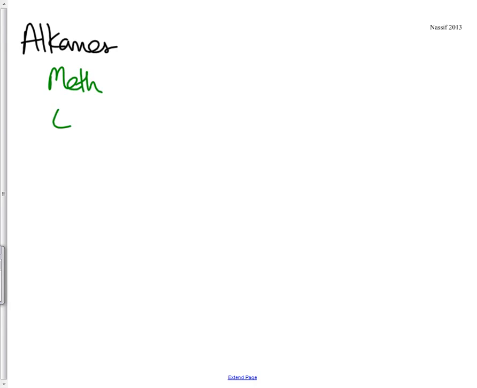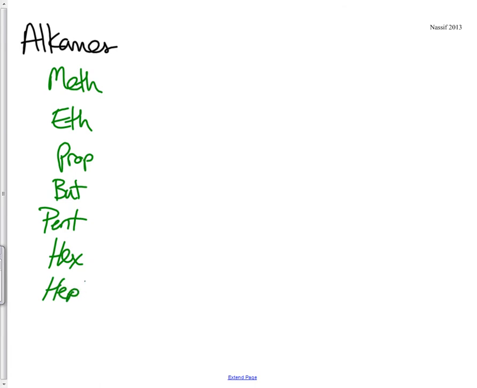It's meth, eth, prop, but, right? And we'll continue down here. Pent, hex, hept, oct, should say octa, nona, and then deca. Right?